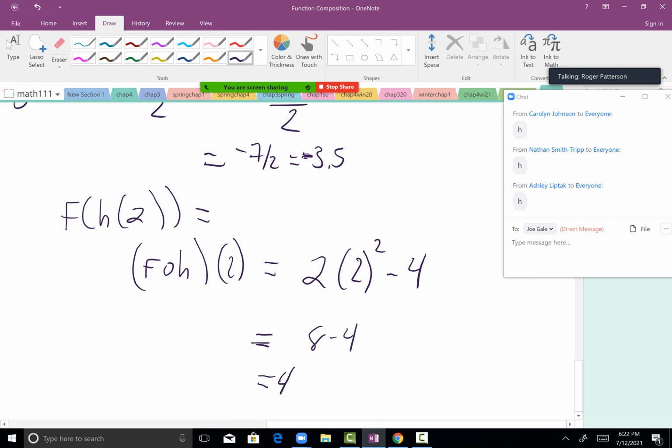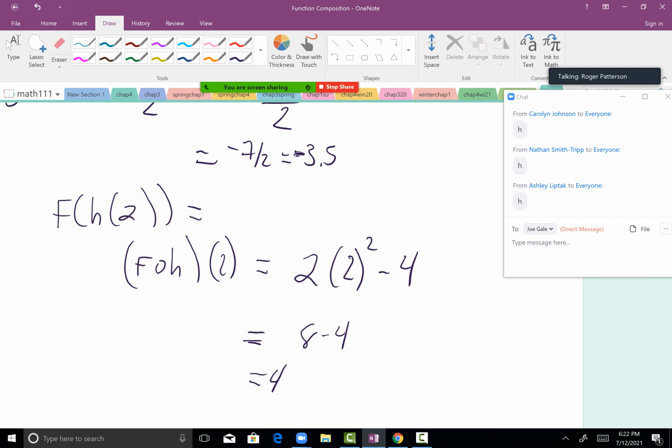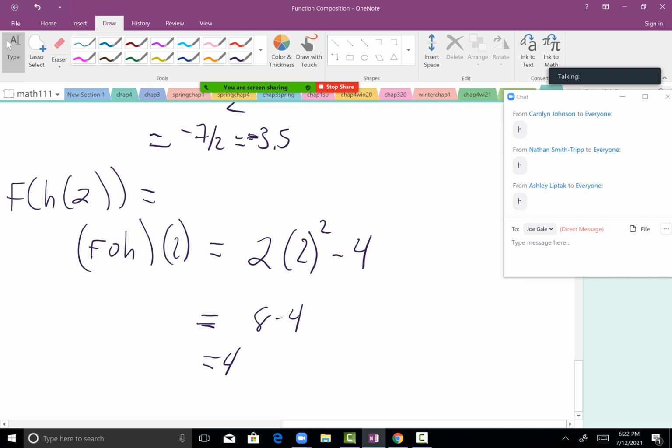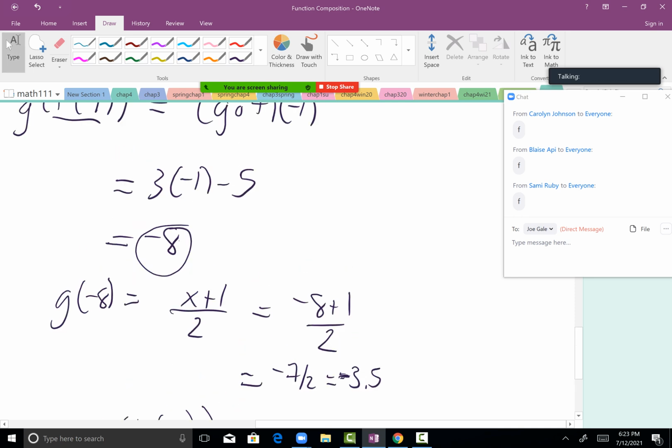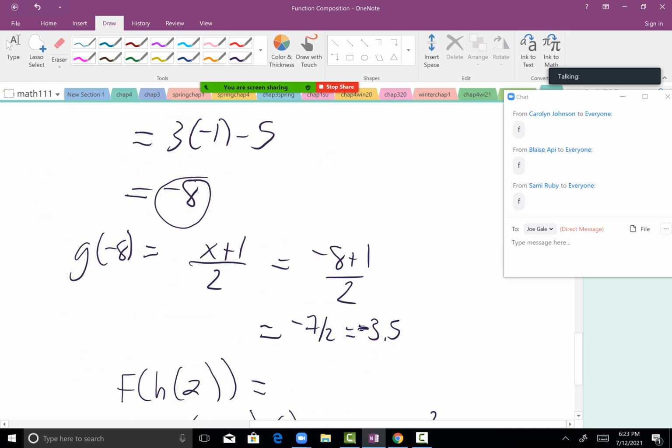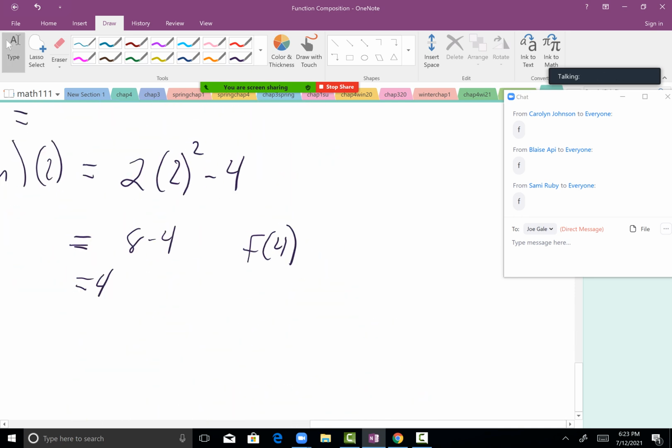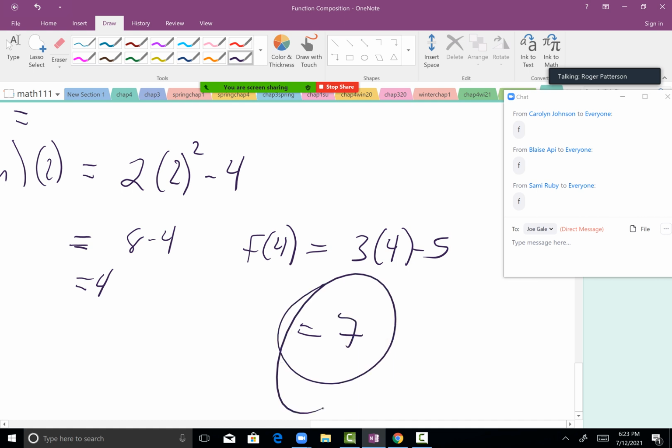All right. That's my output. But now I got to take that output and put it into what function? F. Good. To the f. Yep. So that becomes the input for f, right? So now we go like this. You say, all right, what's my f function look like? 3x minus 5. Okay. So I'm going to go 3 times 4 minus 5. And there we are. So there's my answer.